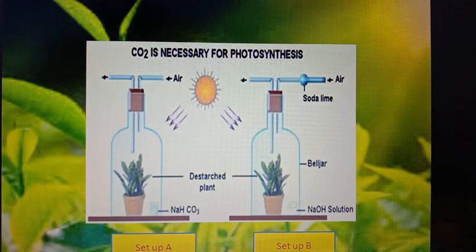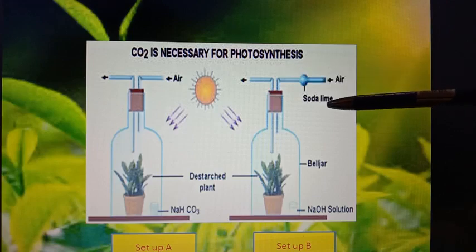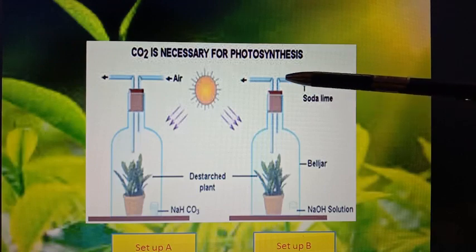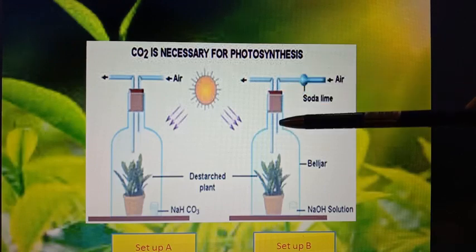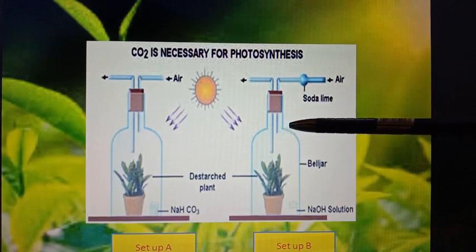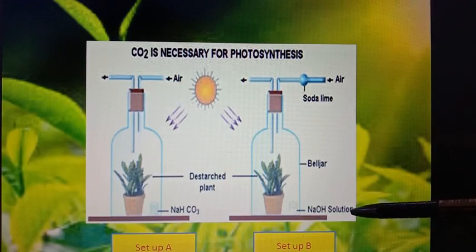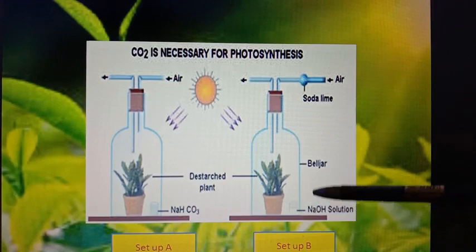After that, you have to do the starch test for both the plants. So for setup B, you can see that the air is passed through a tube containing soda lime. What is the function of soda lime? To absorb carbon dioxide. So whichever air is coming through this tube doesn't contain any carbon dioxide molecule. And in the bell jar also, sodium hydroxide solution is present which can absorb carbon dioxide.